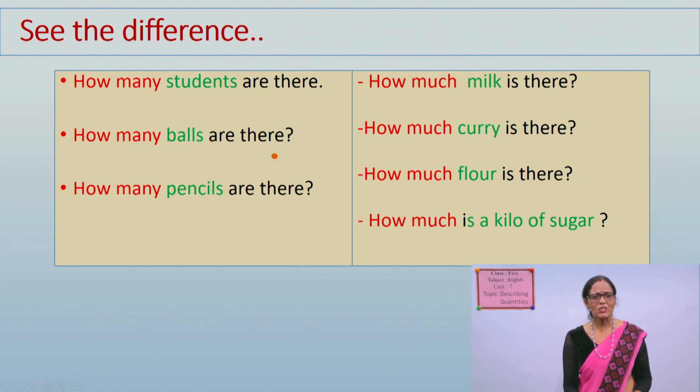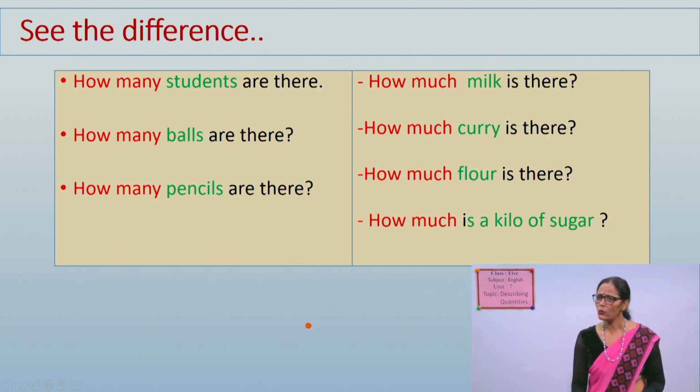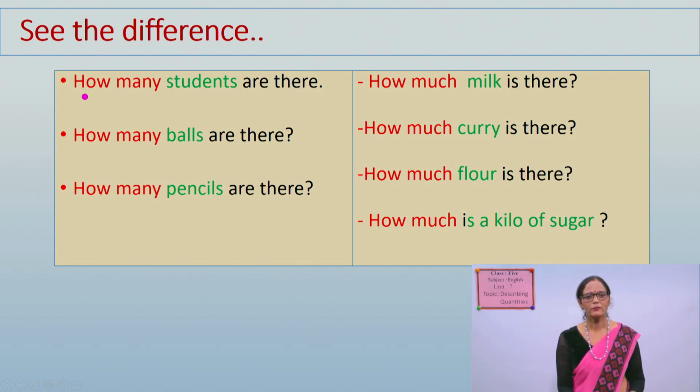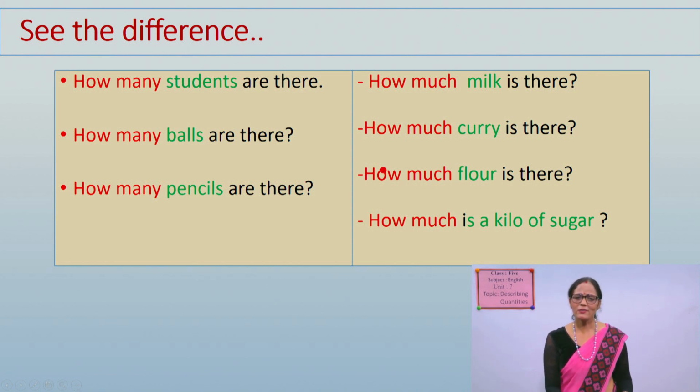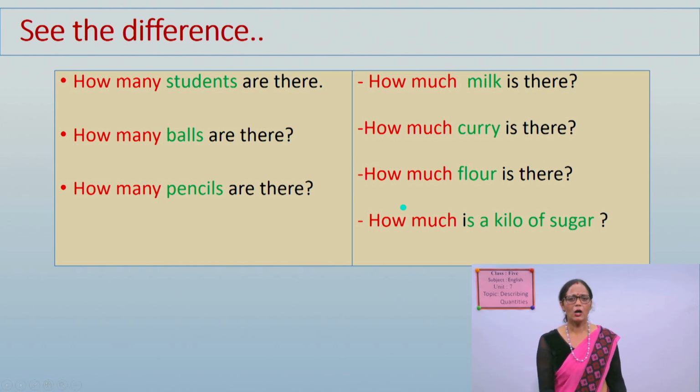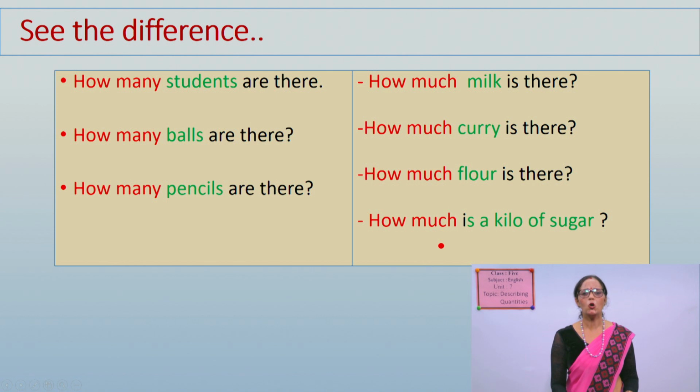You can read these questions well. How many students are there? How many balls are there? And how many pencils are there? Similarly, there are questions with how much milk is there, how much curry is there, how much flour is there, then how much is a kilo of sugar. You can see these words in green color.